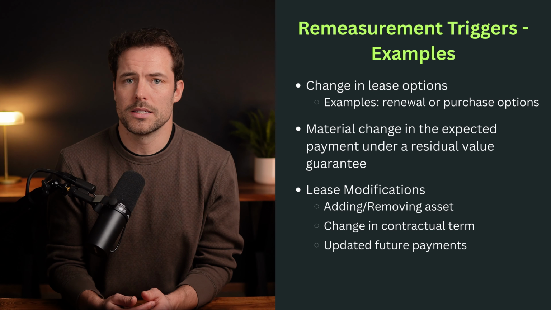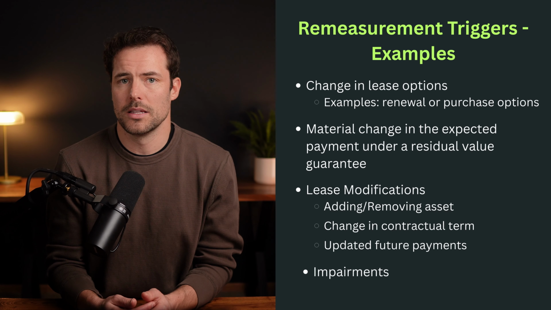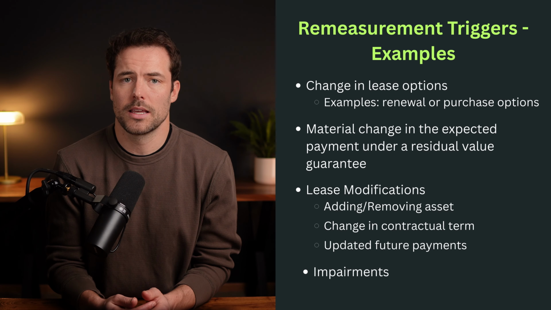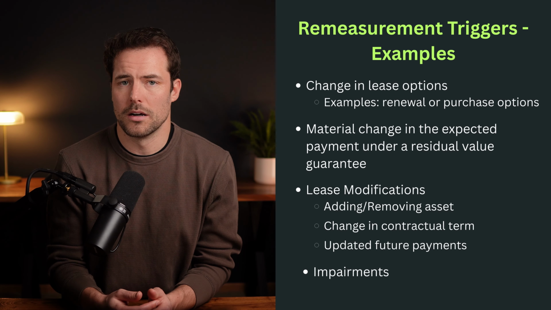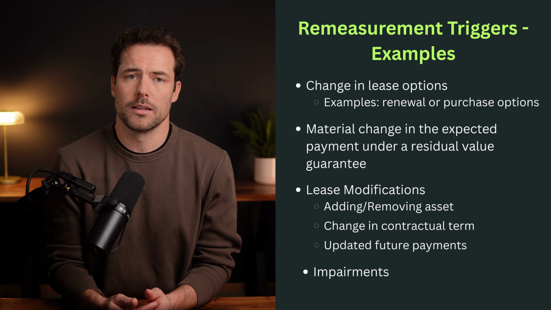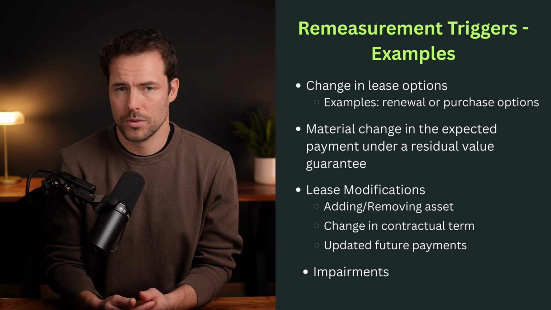Finally, we also need to consider impairment of leases and the related right-of-use asset. Impairment can occur just like it can for any long-term asset on the balance sheet, so it's something we need to evaluate within the context of ASC 842.